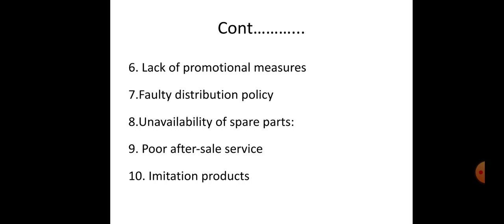And the last reason is imitation products. Some imitation products are available to us in the market. The presence of a number of imitation products in the market makes the genuine products vulnerable. An average buyer may not be able to distinguish between the genuine product and the fake one. So these are some of the reasons or the causes for the failure of a new product.